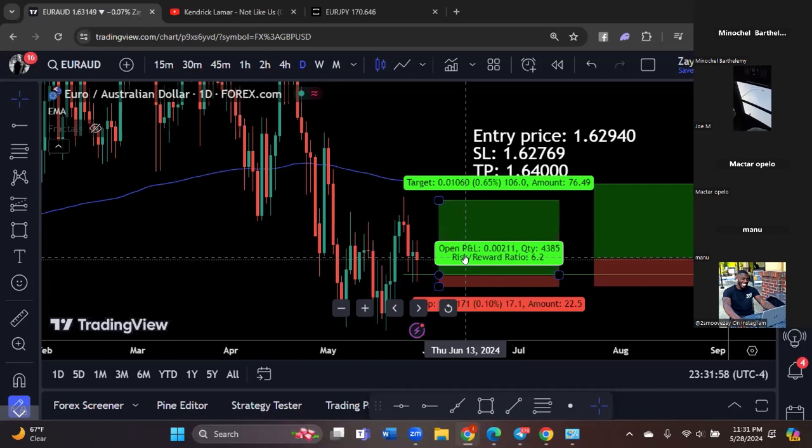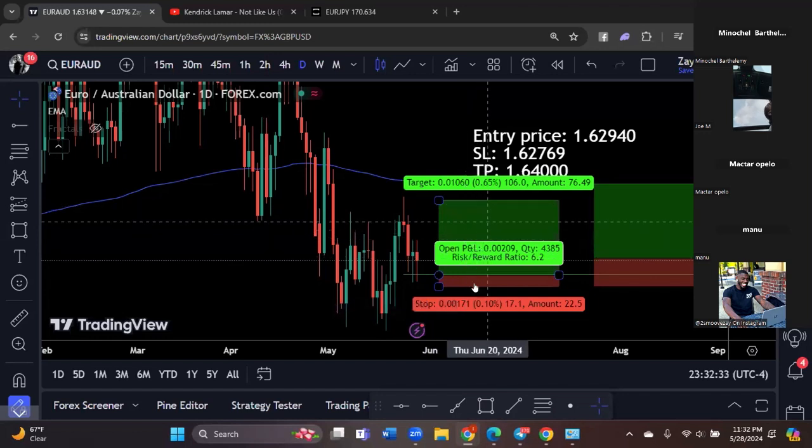How much would your profit be if your take profit hits at 106 with a dollar lot size? Anybody know the answer to that? $106. So with this trade specifically, I'm using a dollar lot size. If I lose this trade, I will be losing $17. But if I hit take profit and win this trade, I can potentially make $106 by only risking 17.